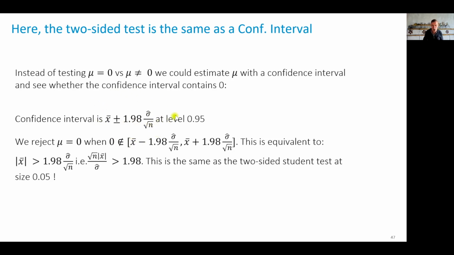Right? So a poor man's test or a naive test would be to say, I'm not sure whether the difference is 0, so let me compute a confidence interval for the difference. And if 0 is in the confidence interval, then I say, yes, it's possible that mu is 0. If 0 is outside the confidence interval, I reject H0 here. So we reject mu when this is true. Well, it happens that if you do that, you do exactly the same as the two-sided test.